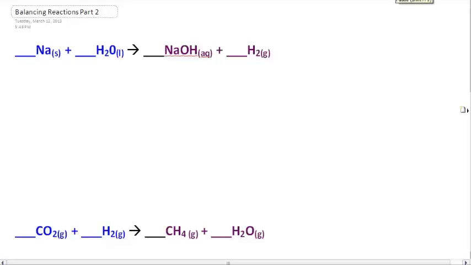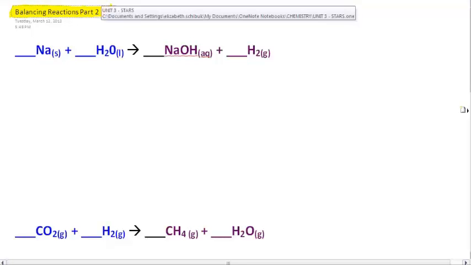Welcome to your second tutorial on balancing chemical reactions. This isn't really a lesson with new information. It's everything you learned in the first balancing chemical reactions video, but it's just an example of how to do more problem solving. So I'm just going to talk you through more examples of balancing chemical reactions.